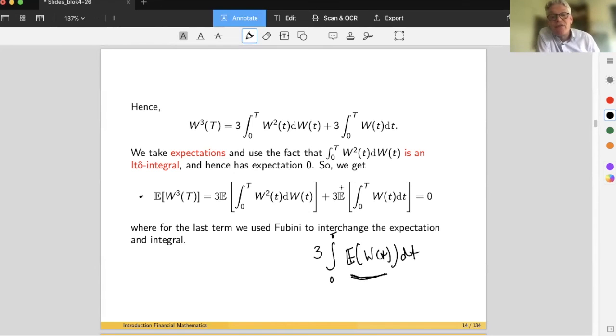So also therefore this term will be equal to 0, and in total we find that the expected value of W cubed is equal to 0. So that is another example of the convenience of the Ito-Doeblin formula in order to work with stochastic integrals.